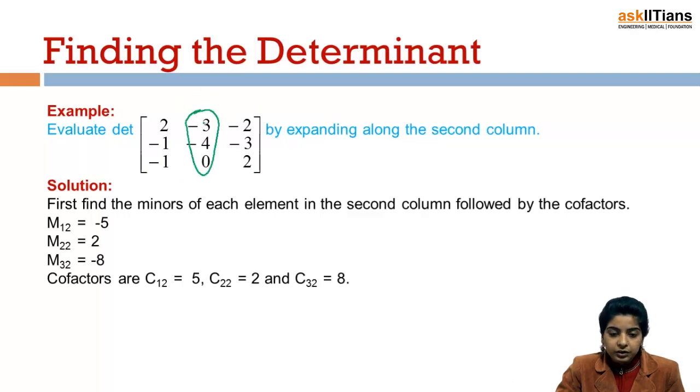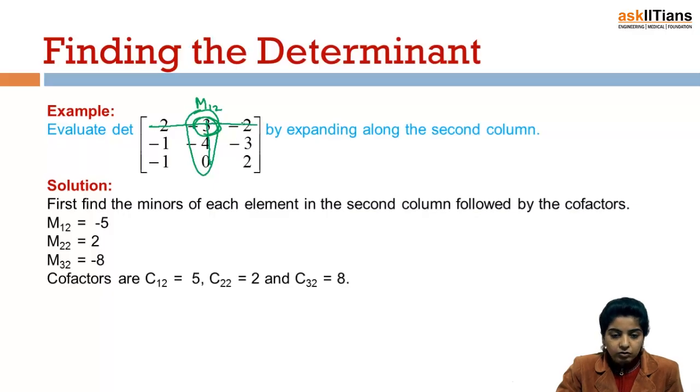We have to evaluate the determinant by expanding along this column. So what do I do? First of all, we will be computing the minors, then we will be computing the cofactors. So the minor of this element is denoted by M12. This is the first element. For this, the minor would be by excluding this row and this column, right?